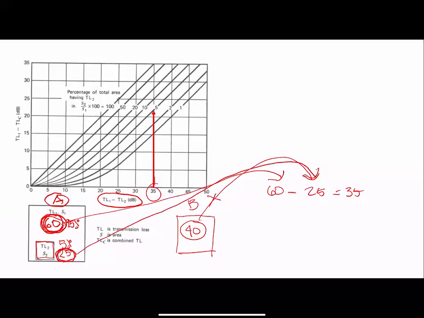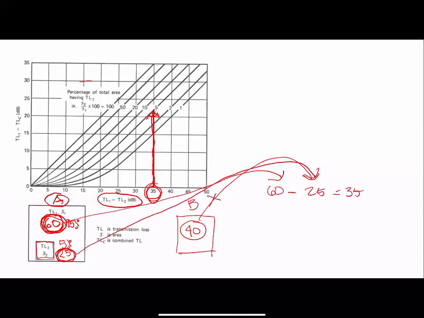So the bigger that number, a big number means you have an amazing wall and a crappy window. And a small number means you have a so-so wall and a really robust window. All right, so we're going to start at 35, and we're going to move up until we get to this point here, which is at 5.